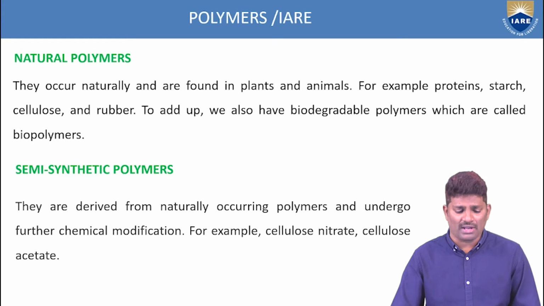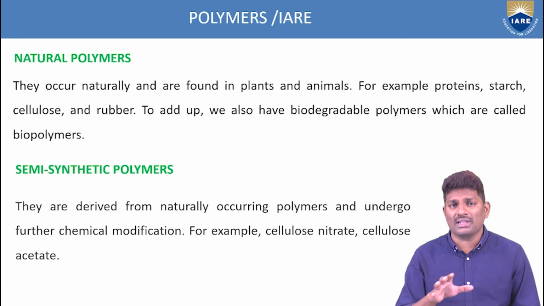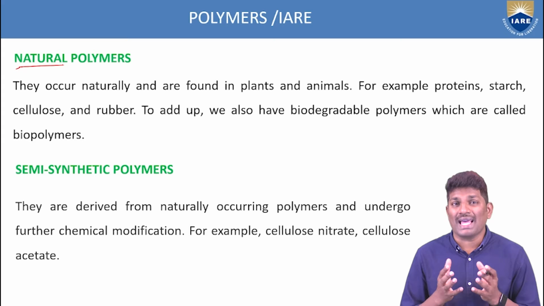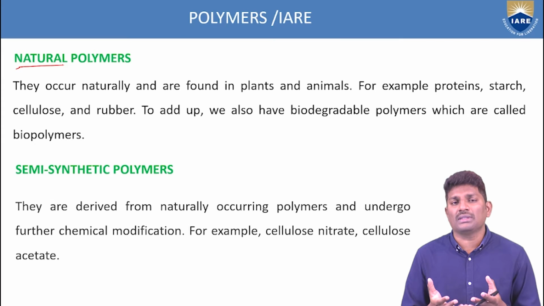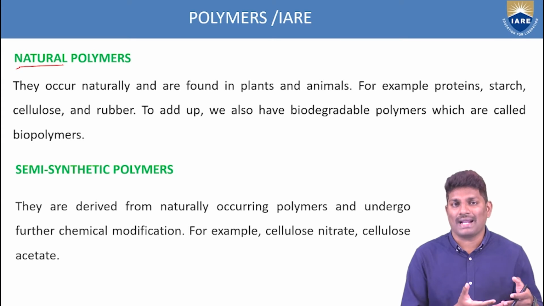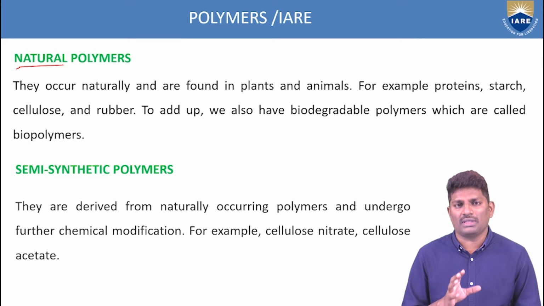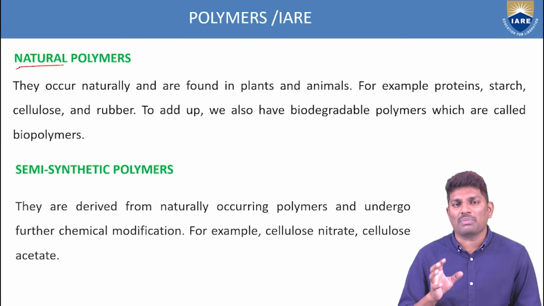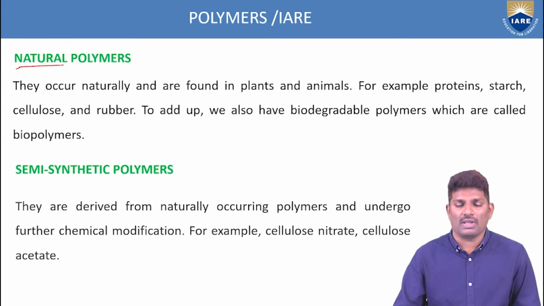Now if you see the natural polymers, they occur naturally. So in the name itself you have natural. What are the polymers which are available naturally? Those type of polymers come under this category. Generally we can find these natural polymers from the plants and the animals. So the polymers we are extracting naturally from the plants and the animals come under the natural polymers.